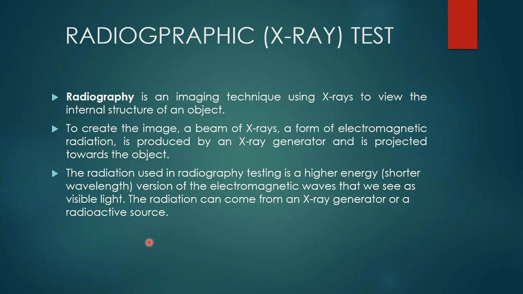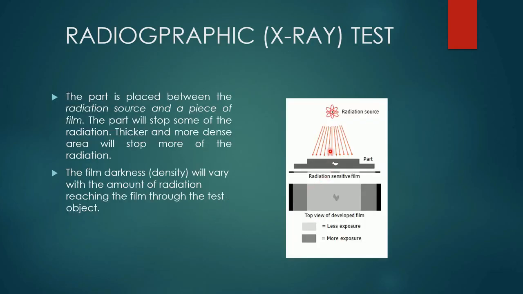Now next is the radiographic test. Radiography is an imaging technique using X-rays to view the internal structure of an object. For radiography, an X-ray generator is used and is projected towards the object. The radiation used in radiography is a higher energy version of electromagnetic waves. It is nothing but a part of the electromagnetic spectrum. The radiation can come from an X-ray generator or a radioactive source. So let's see how it comes from a radiation source and how it is projected on this particular film.